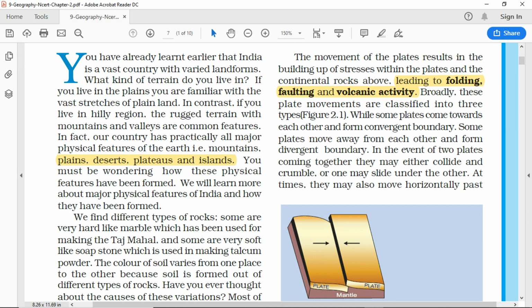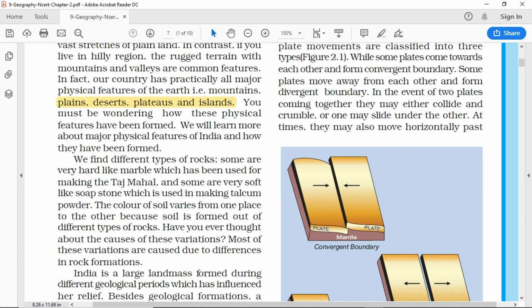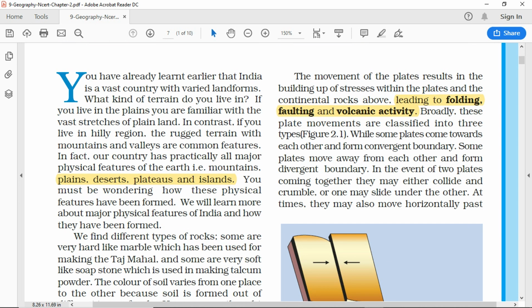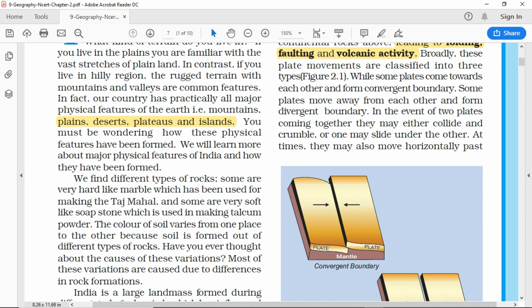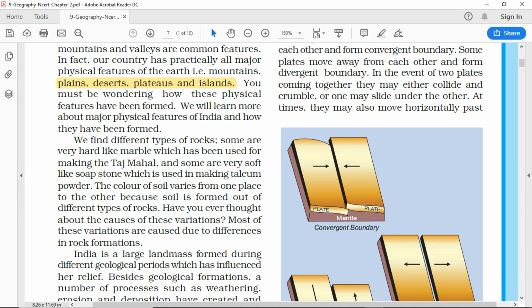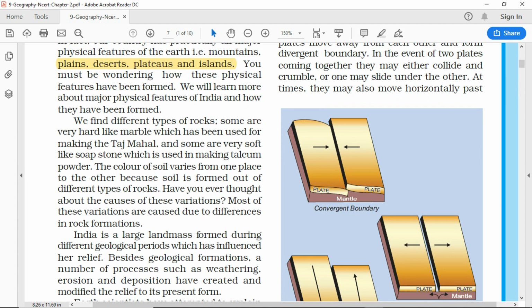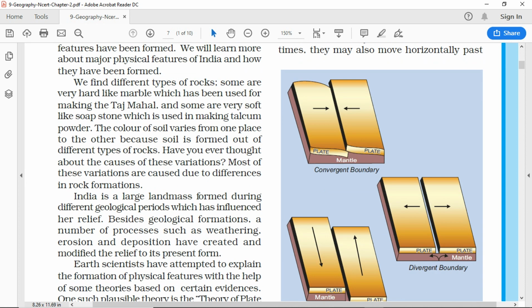While some plates come towards each other and form convergent boundary, some plates move away from each other and form divergent boundary. In the event of 2 plates coming together, they may either collide and crumble, or one may slide under the other. At times, they may also move horizontally past each other.